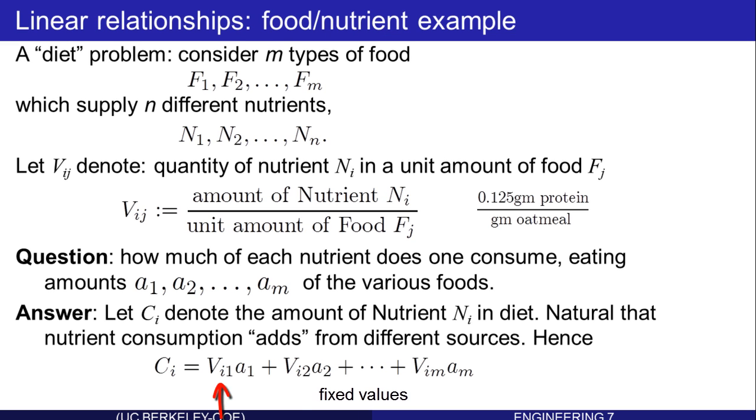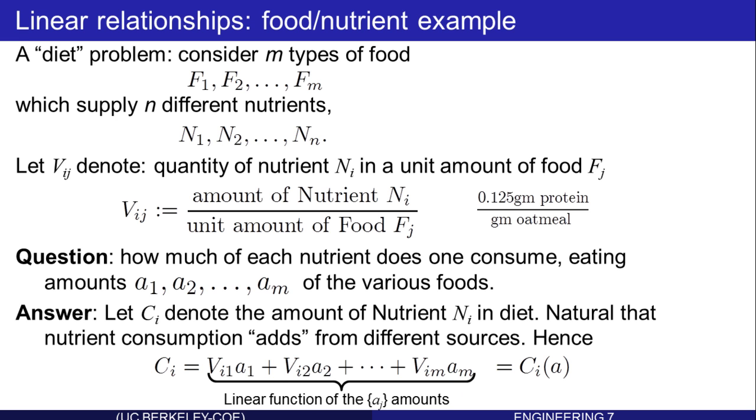Here, the Vij's are thought of as numbers, for instance, 0.125 grams of protein per gram of oatmeal. And the amounts, Aj, are variables. This type of dependence on the amounts, A, is called a linear function. And thinking of Ci as a function of A could be denoted like that. We'll talk more about linear functions as we move through this module and the next several ones as well.